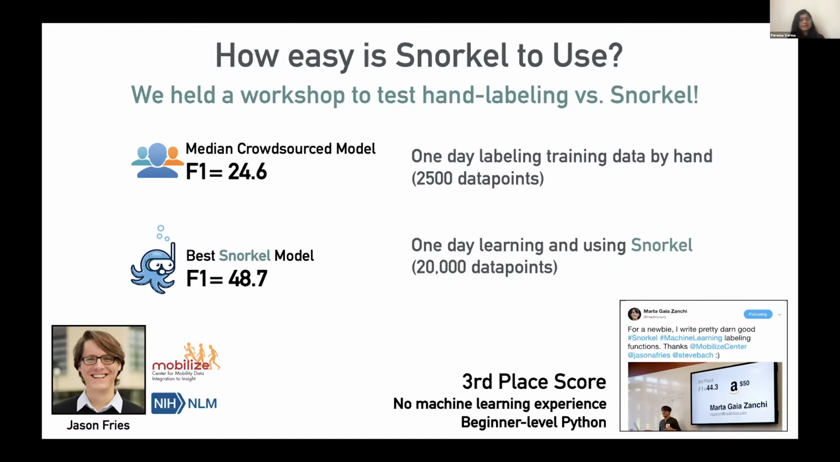What we did the next day with the same group was we trained them on how to use Snorkel for the first few hours and then had them write rules in the Snorkel framework. And what we saw was, even though they were spending the same amount of time labeling their data, they were able to get almost 25 points more than they did last time.